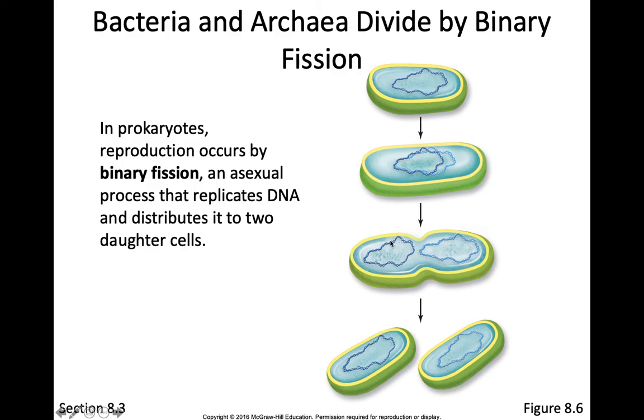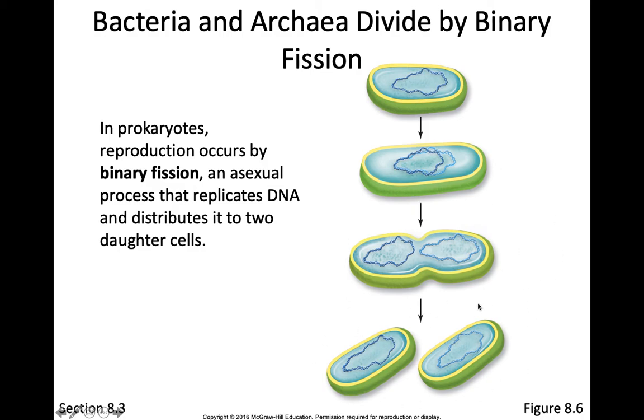So once that occurs, the DNA is replicated. The DNA replicates, and then the original have embedded themselves in the cell membrane so they can stay where they're supposed to be. The cell will then finish pinching its cell membrane in half, splitting the cell into two identical copies. These are called daughter cells. So one original cell splits itself into two identical copies. And this is binary fission in bacteria, prokaryotes.